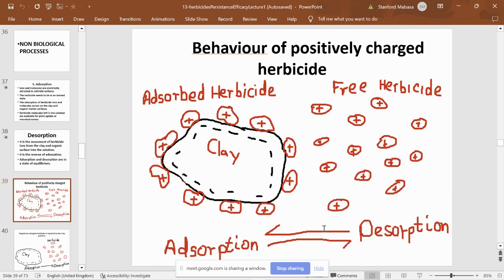This is a diagram showing the clay particle which is negatively charged, or which is presenting negative charges on the surface. And you have the herbicide ions being positively charged, and these are attracted to the clay particle, and they will surround the clay particle until the final charge is zero, which means that the clay particle is fully covered by the positive charges from the herbicide.